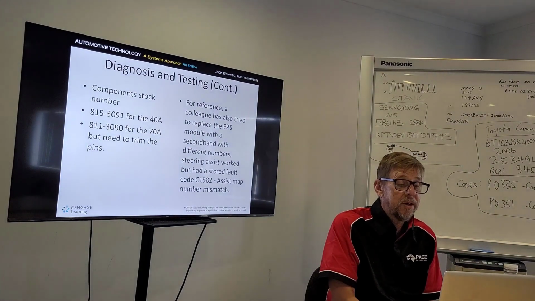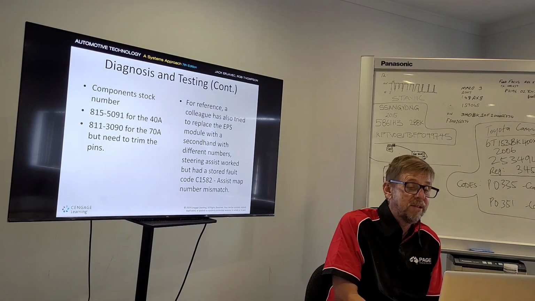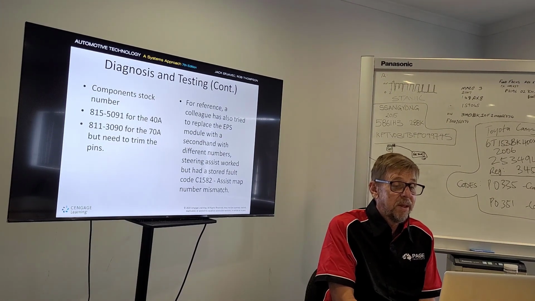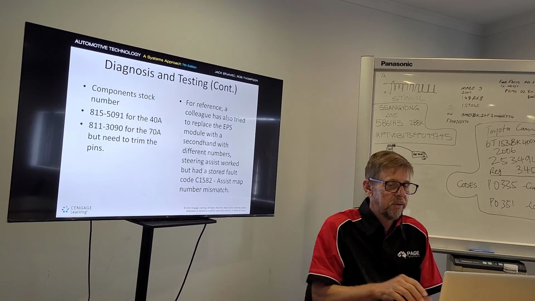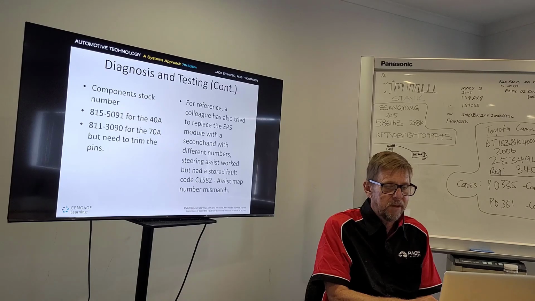These are the part numbers of those relays. So it was a 40 and a 70 amp. I said 80, but 70 amp. Yep. So that was on the TAP website that he put those numbers on, the fix.